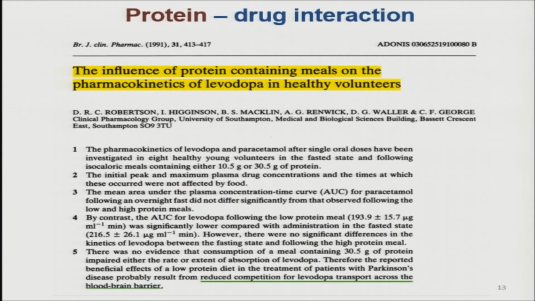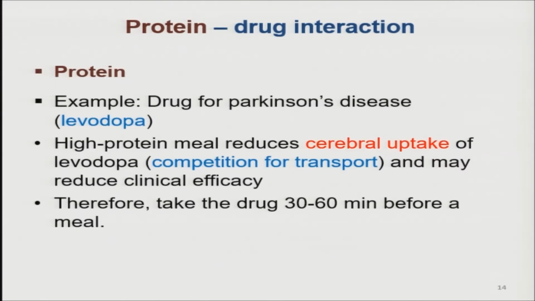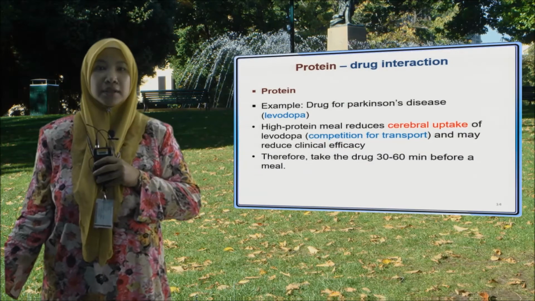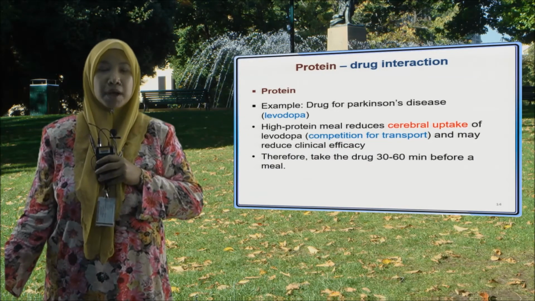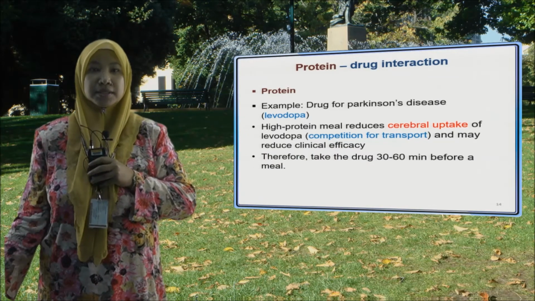Protein. Protein drug interaction. The influence of protein containing meal on the pharmacokinetic of levodopa in healthy volunteer. Why? Because reduce competition for levodopa transport across the blood-brain barrier. So, protein with the drug levodopa, which is used for Parkinson's disease.